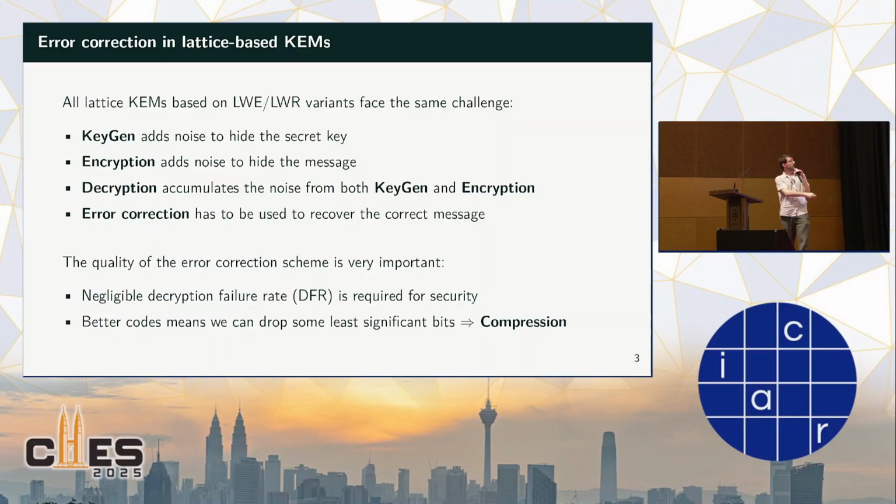Therefore, the quality of the error correction that you use here is very important, because you need a negligible decryption failure rate, or DFR, to ensure security. Otherwise, you can do some reaction attacks or decryption failure attacks, which are well known to be very dangerous to code-based and lattice-based schemes.